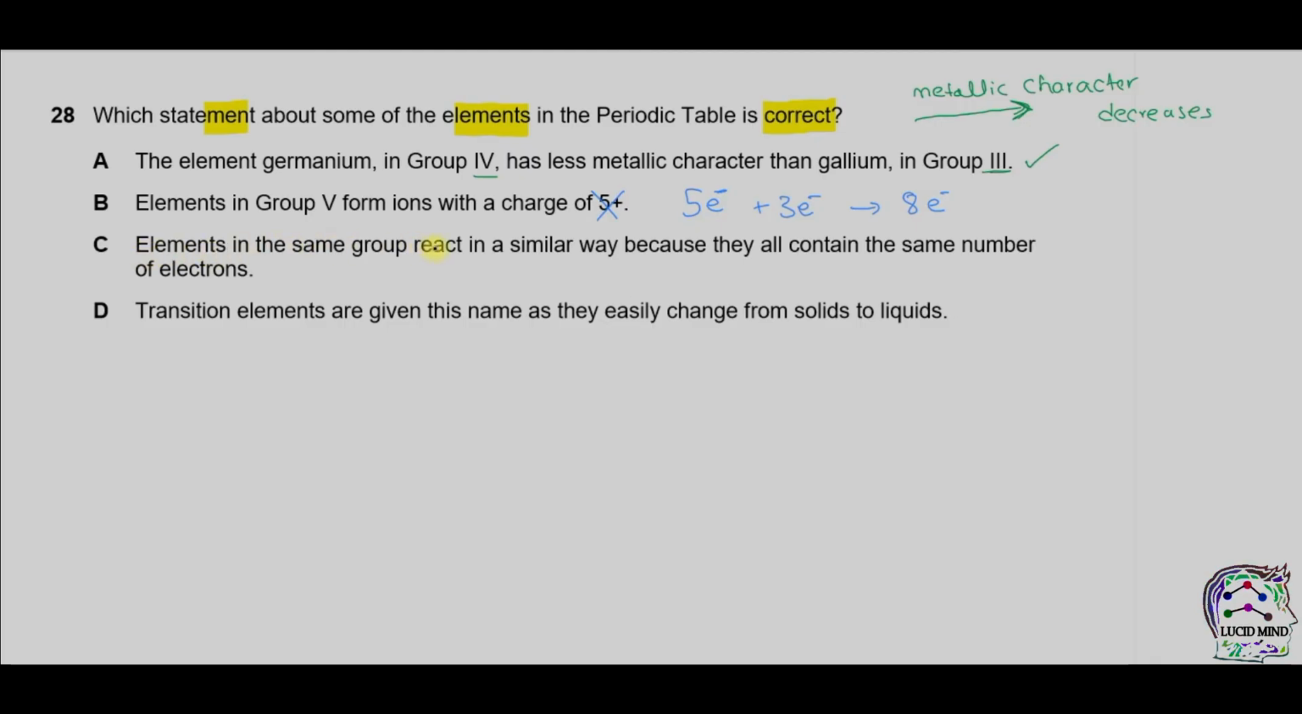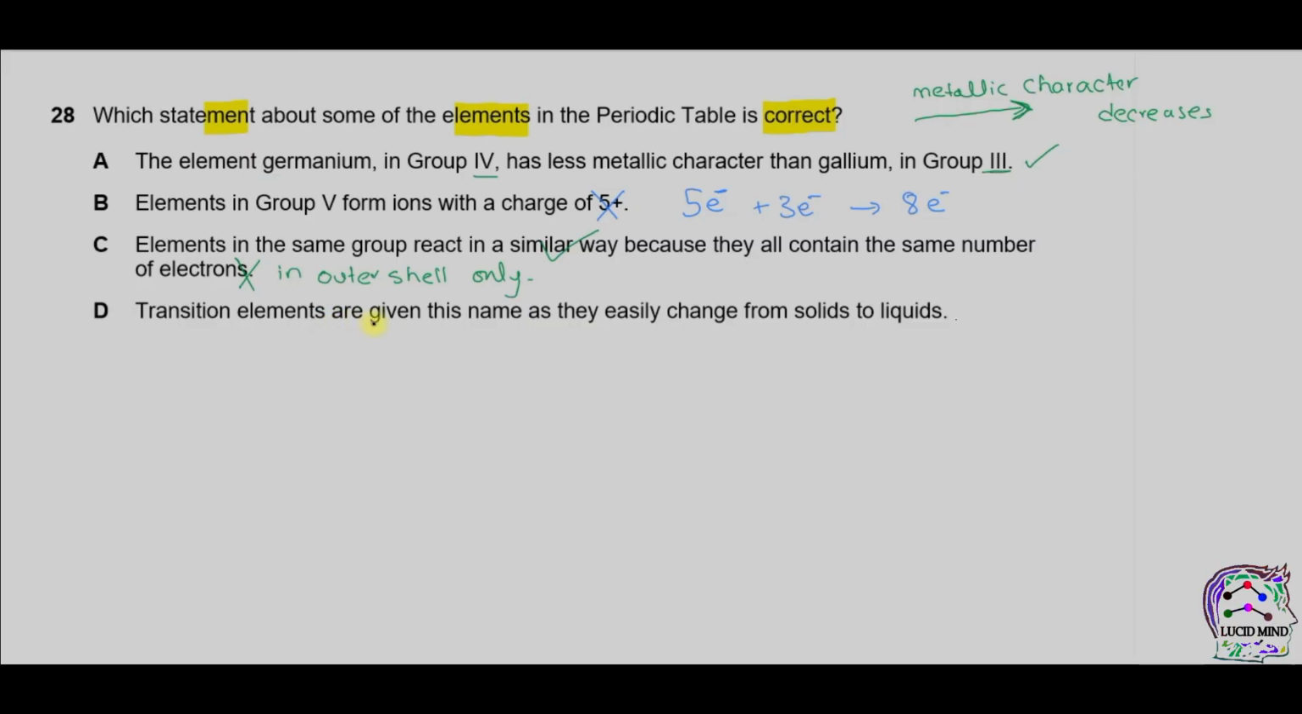Part C. Elements in the same group react in a similar way because they all contain the same number of electrons. Now this statement is wrong because elements in the same group do react in a similar way, but they have the same number of electrons in the outer shell only. Overall the number of electrons is not the same, it is different.